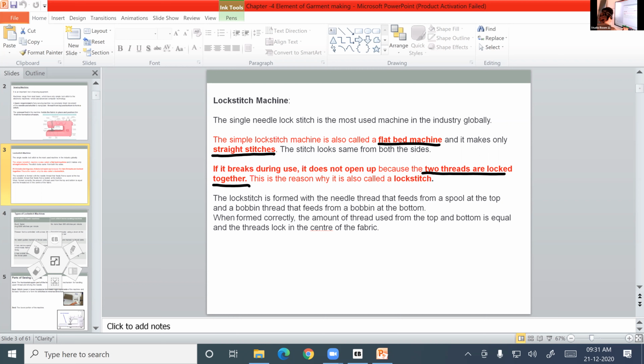I'll show you the video for that, so you can understand how lock stitch is formed. The lock stitch is formed with the needle thread that feeds from a spool at the top, and the bobbin thread that feeds from the bobbin at the bottom. The amount of thread used from the top and bottom is equal, and the thread locks in the center of the fabric. I'll show you the video, then you can understand it.